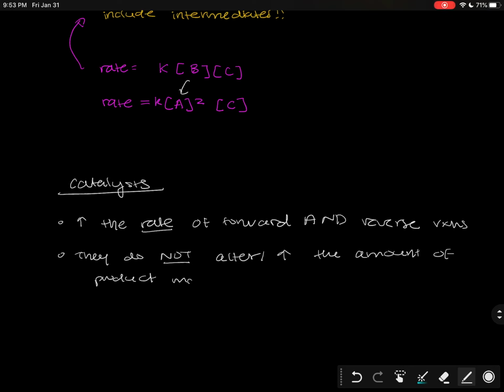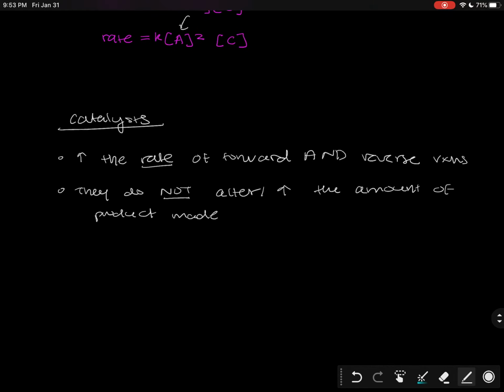So one way that you could be tricked on a test, I say tricked, really it's tested for understanding. One way that a professor could ask this on an exam is say, if you add a catalyst, would this affect, or would this shift your reaction towards products in equilibrium? And the answer would be no, because we know that catalysts don't increase the amount of product made, rather they just increase the rate that products are made.